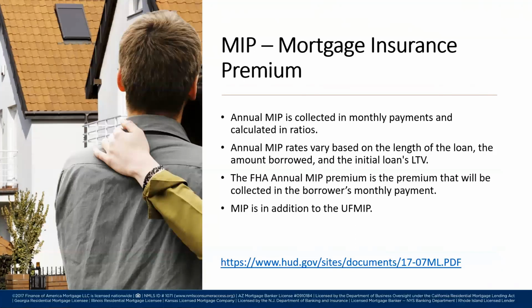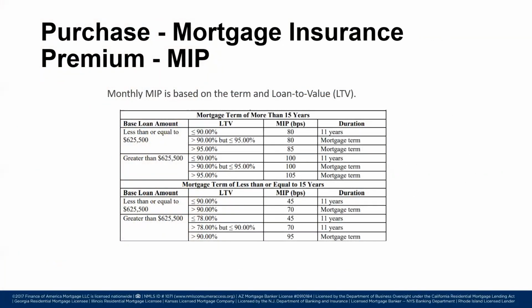So the FHA annual MIP premium is the premium that will be collected in the borrower's monthly payment. It is in addition to the upfront mortgage insurance premium. So here's just a guide as far as what the MIP is based on. Two things: it's based on the term and it's based on the LTV.